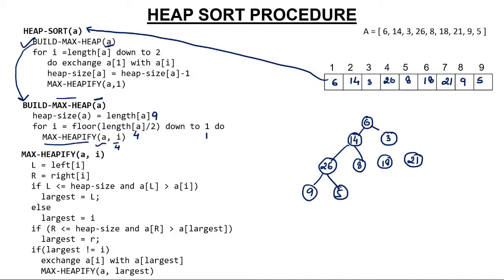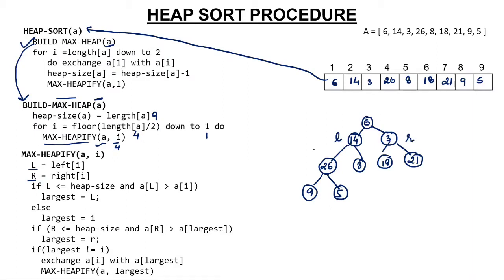Now I'm calling this MaxHeapify. This MaxHeapify will create a max heap. What it will do is find the left and find the right. So for i, make left. What is left of i? This. So this will become L and this will become R.